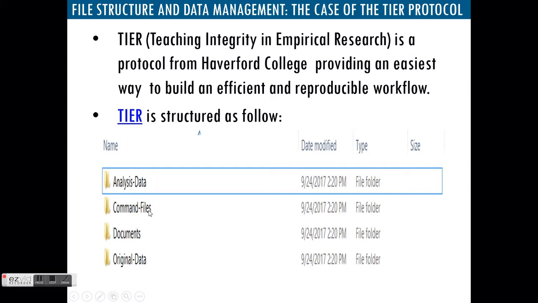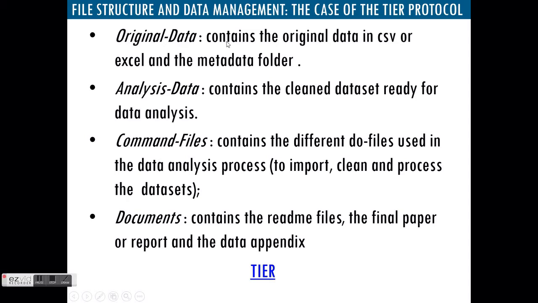Okay, so as I said, the original data folder contains the original data in CSV or Excel, but also the metadata folder. The metadata folder is just like the questionnaire or any information that might help you to better understand your data, right? It can also be a report, the report of the KIHS, for instance, helping you to better understand your data, the origin of your data, or how your data were collected. This is the first folder you have, the original data folder.